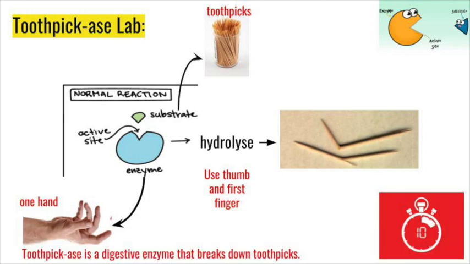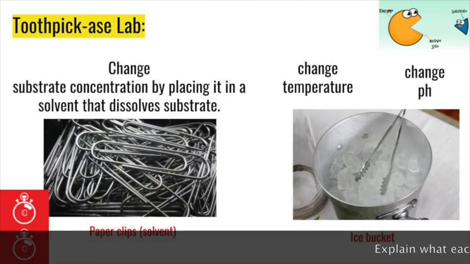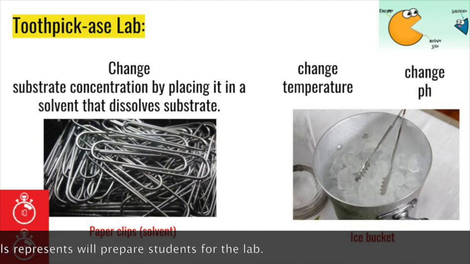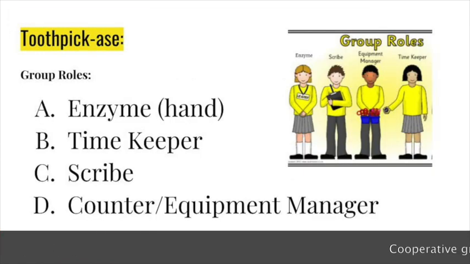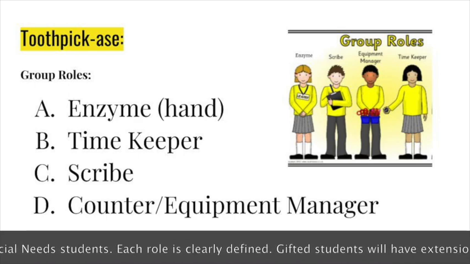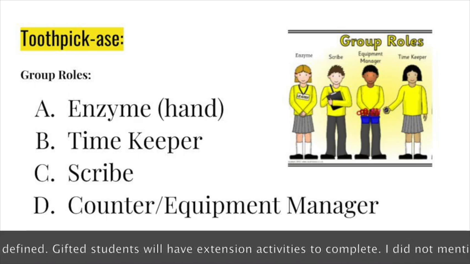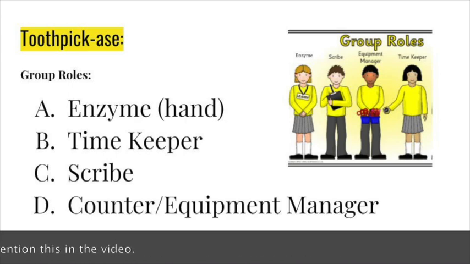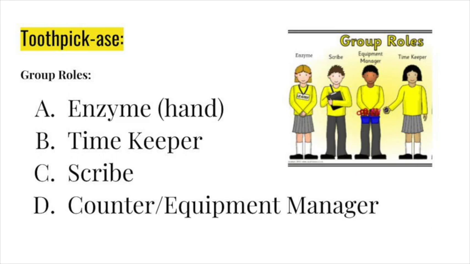So here you can see this image that you can refer to if you need to. Here you see the factors that we will be changing, and in this case the paper clips will represent the solvent and the ice bucket will be the change in temperature. One person will be the enzyme or the hand, another person the timekeeper, then the scribe that will be writing down all the observations, and the counter or equipment manager that will make sure you have all the materials necessary to complete this successfully.